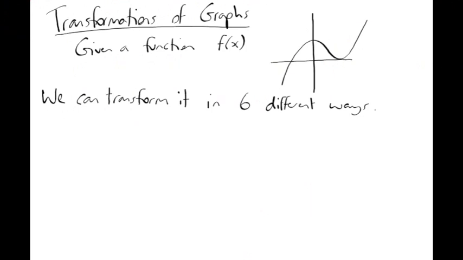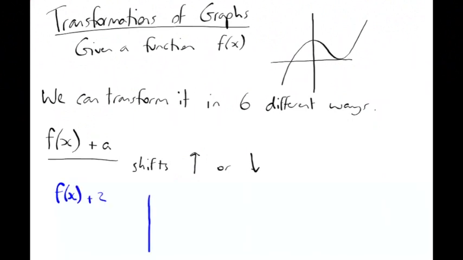We can do f of x plus a, so that a is not in the same bracket as the x. That shifts it up or down. So for example, our f of x that we've got there, plus 2, would shift it upwards 2. So instead of coming back and touching the x-axis, it comes down as low as 2. So that's gone up 2.